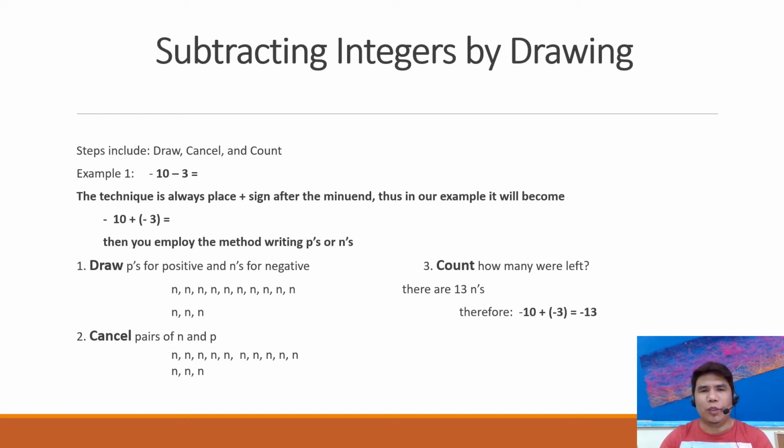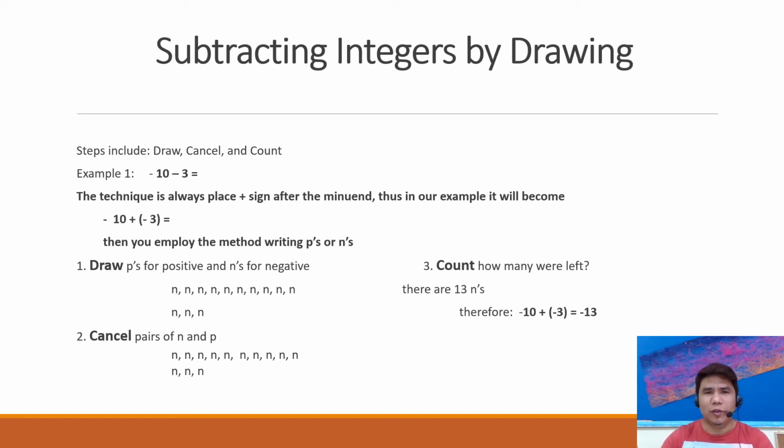Thus, in our example, it will become negative 10, and then insert the plus sign, because always place a plus sign after the minuend. So plus the negative 3, we enclose it in parentheses because there's a plus already, and so it becomes like this. Then you employ the method of writing p's or n's, the ones that we use in addition.